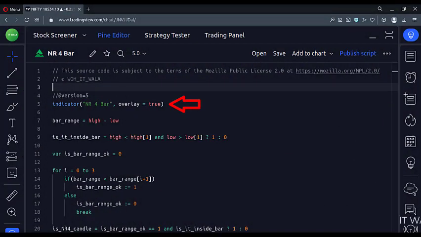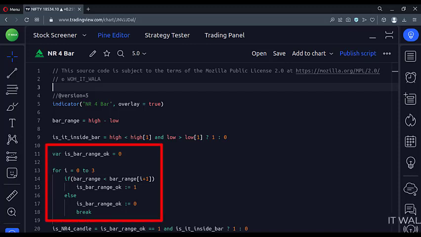This is an indicator function with the name NR-4 bar. First, we find a candle range by subtracting the candle's low from the candle's high. Then we find out if the candle is an inside candle or not. Here we check if the high of the current candle is lower than its previous candle, and if the low of the current candle is higher than its previous candle or not. Then, we find out if the current candle is smaller than its previous 3 candles or not.